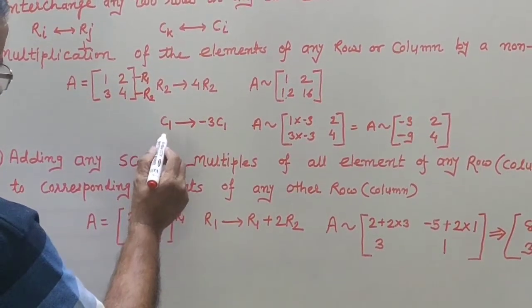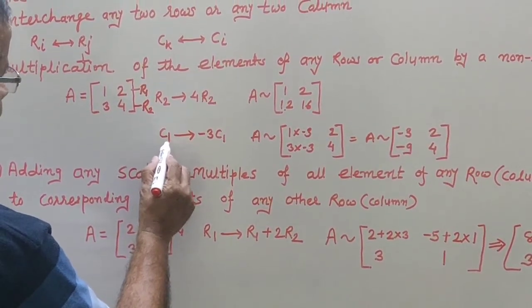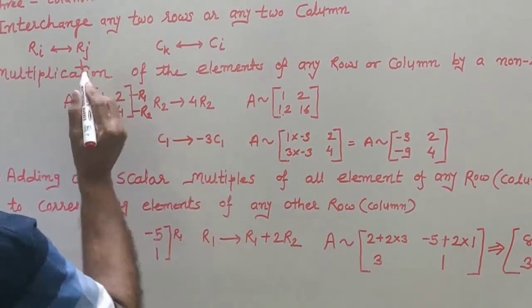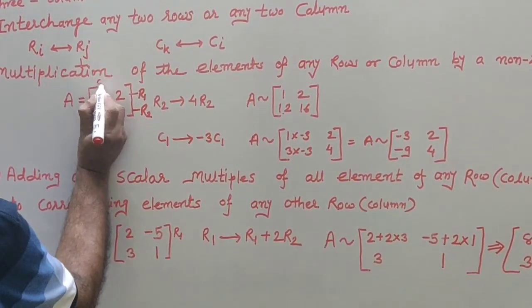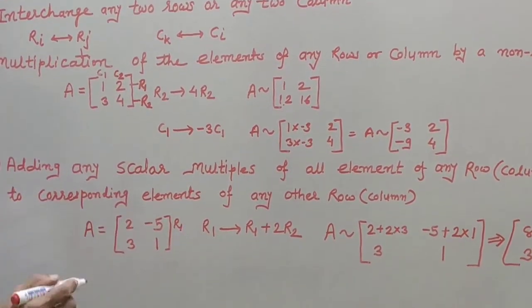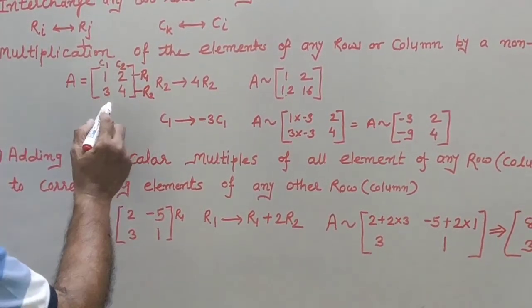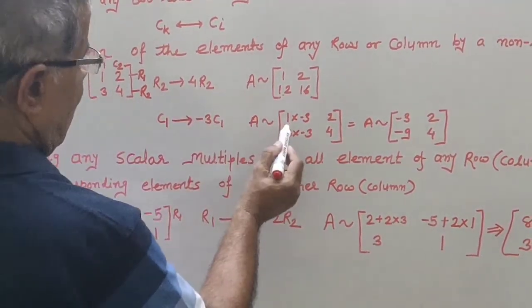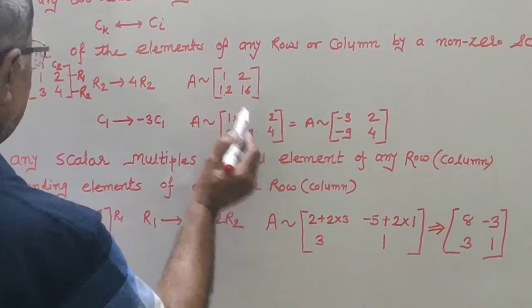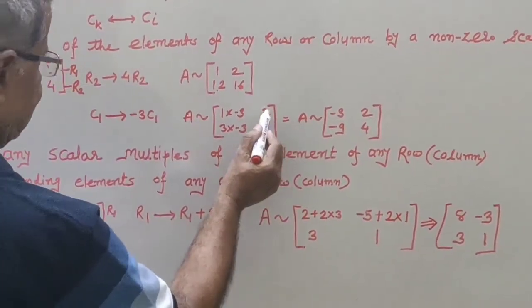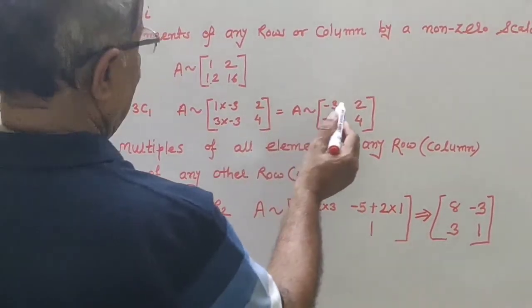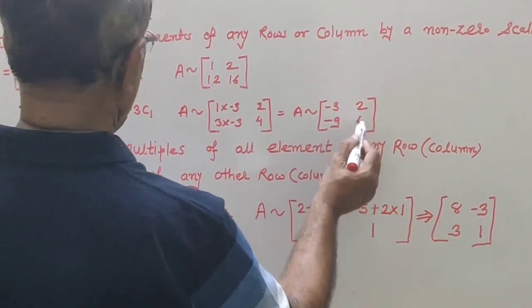Then again the new operation is on column C1. C1 changes to minus 3 into C1. What is C1? Here it is C1 and this is C2. Now I will multiply the elements of C1 by minus 3. So I will get 1 into minus 3 and 3 into minus 3. C2 will remain the same, that is 2 and 4. Then A equivalent will give me [-3 2; -9 4].